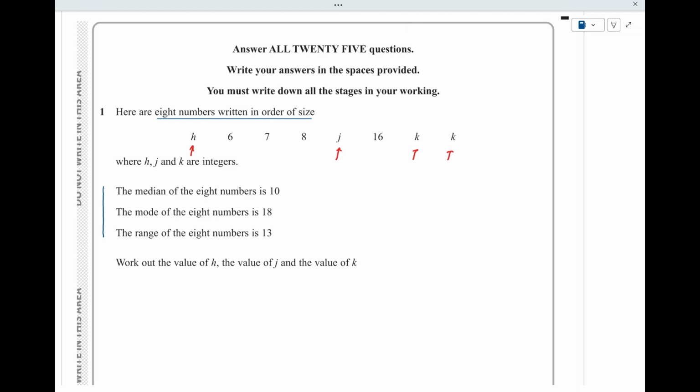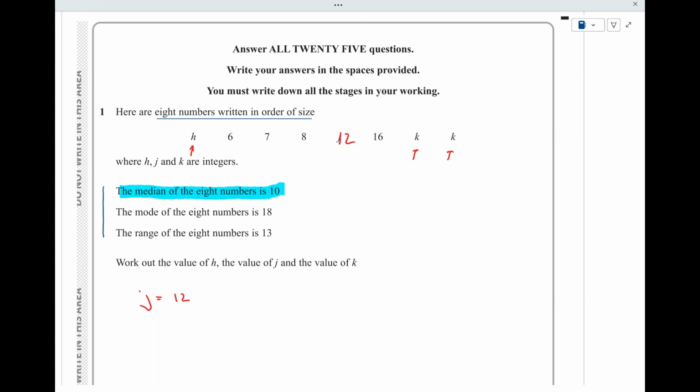Now my first clue here is that the median of the 8 numbers is 10. Remember, the median is the middle number when they're written in order of size, and in this case we've got 8 numbers. So the median is halfway between those 2 middle numbers. So halfway between there is 10. So if I've got 8, 9, 10, then it must be 11, 12. So J must be 12, because then 10 is the median. So I'm going to write a 12 here now.